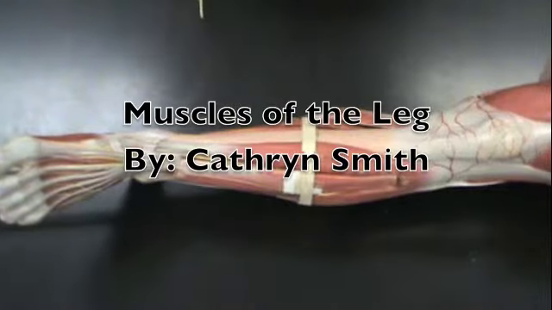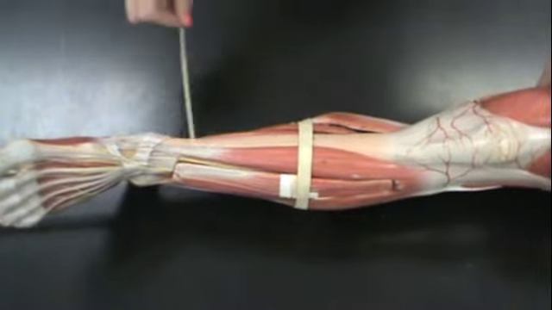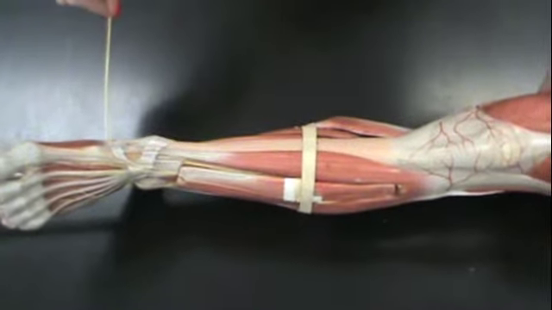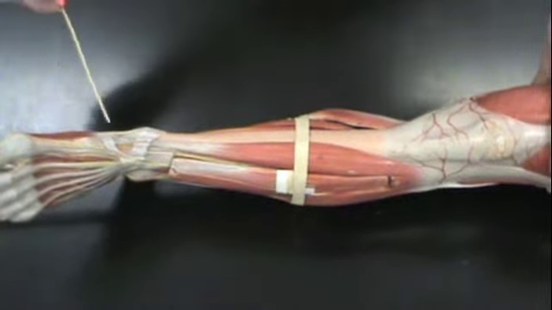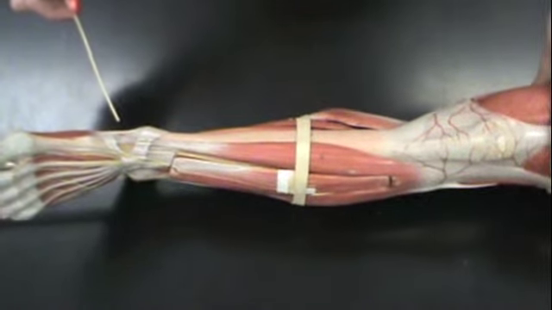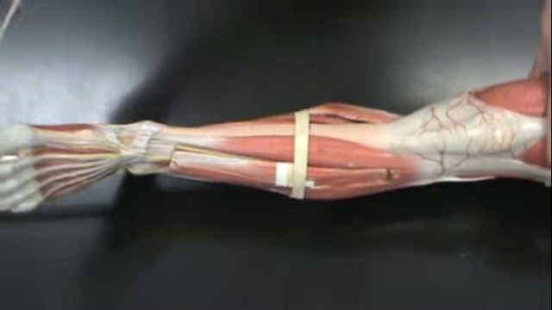These are the muscles of the leg. The first one is the tibialis anterior, its origin is the tibia, and its insertion is the metatarsal. Its action is dorsiflexion and inversion.